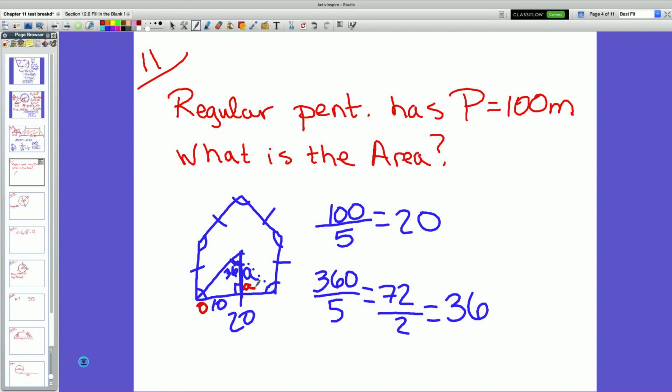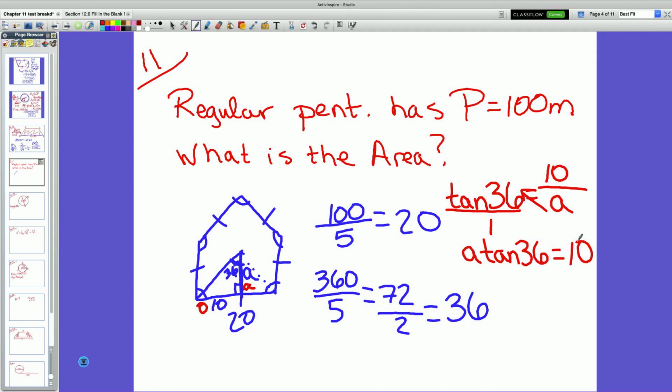I'm going to use tangent. So I'm going to have tangent of 36 equals the opposite, which is 10, over the adjacent, which is A. That's what I'm looking for. Remember, we put this over when we cross multiply. So I get A times tangent of 36 equals 10. To get A by itself, I would need to divide by tangent of 36 on both sides. That cancels out. I get A equals.